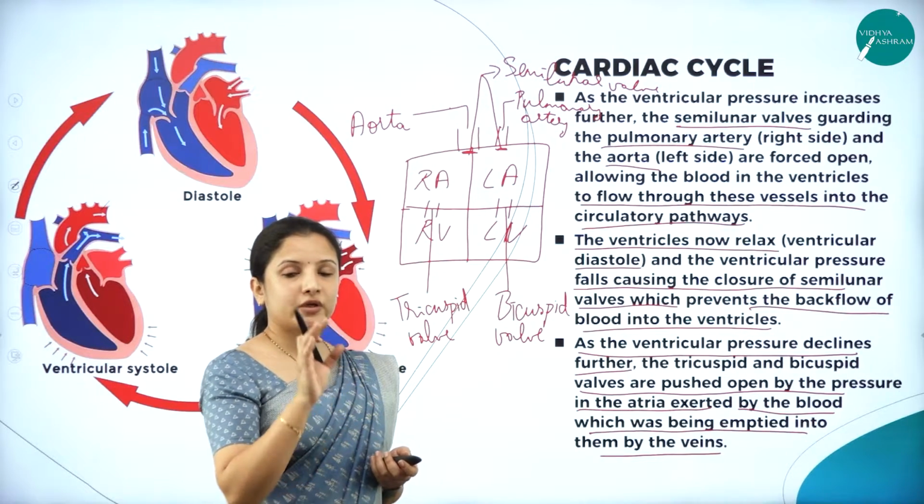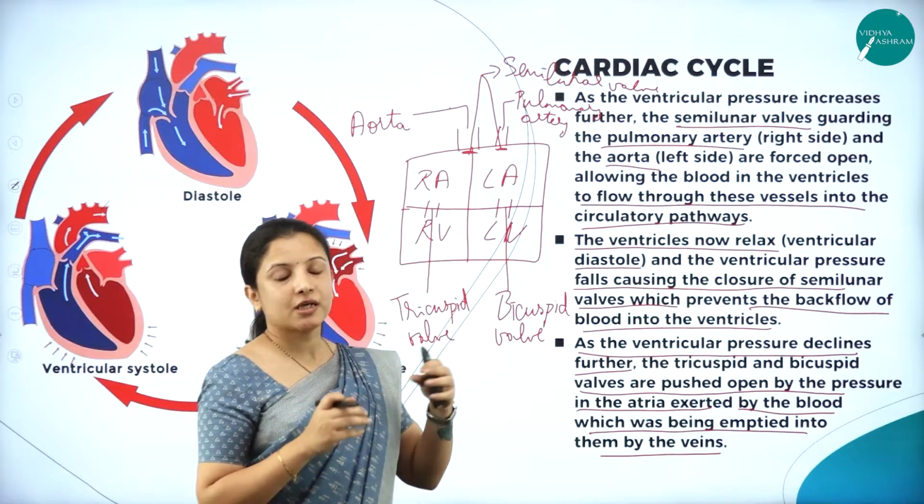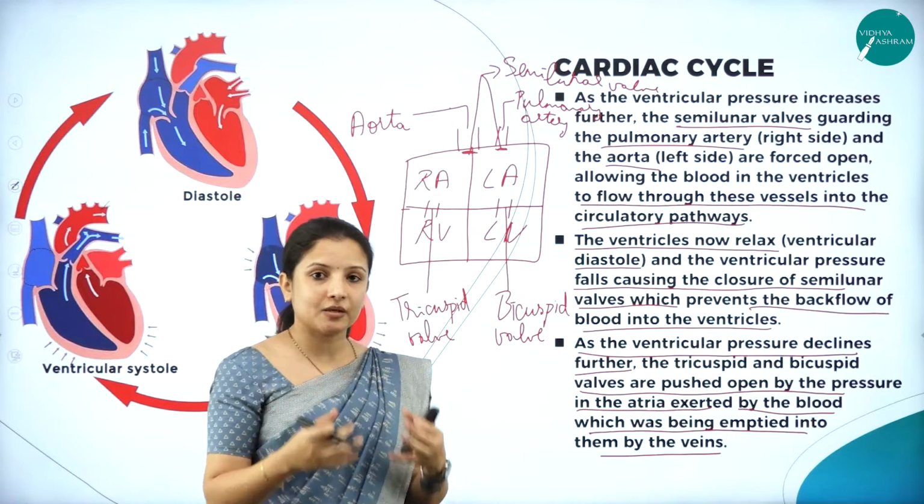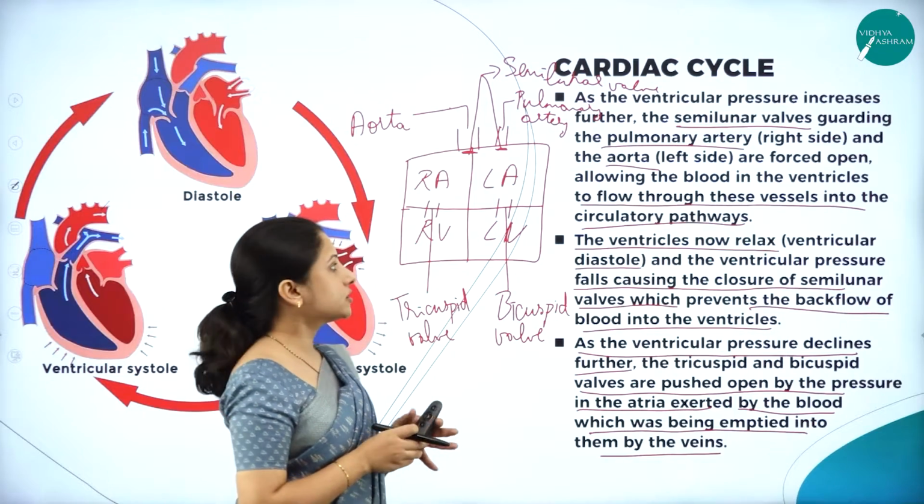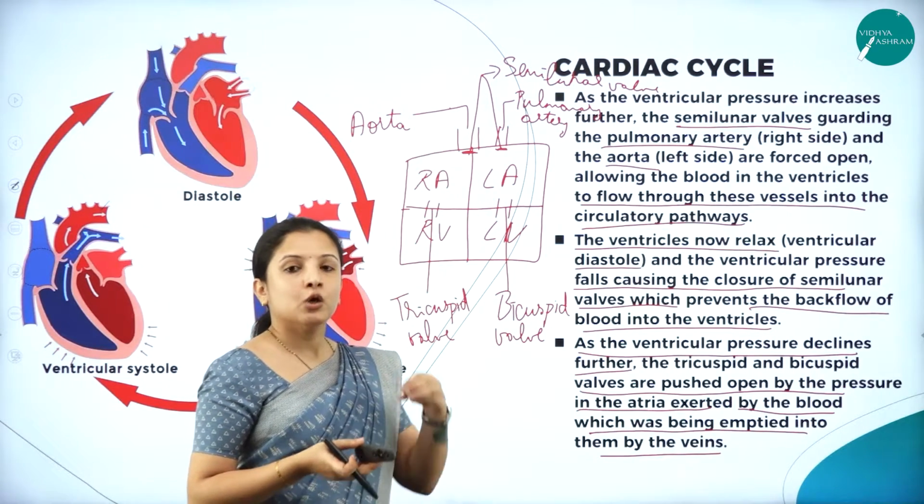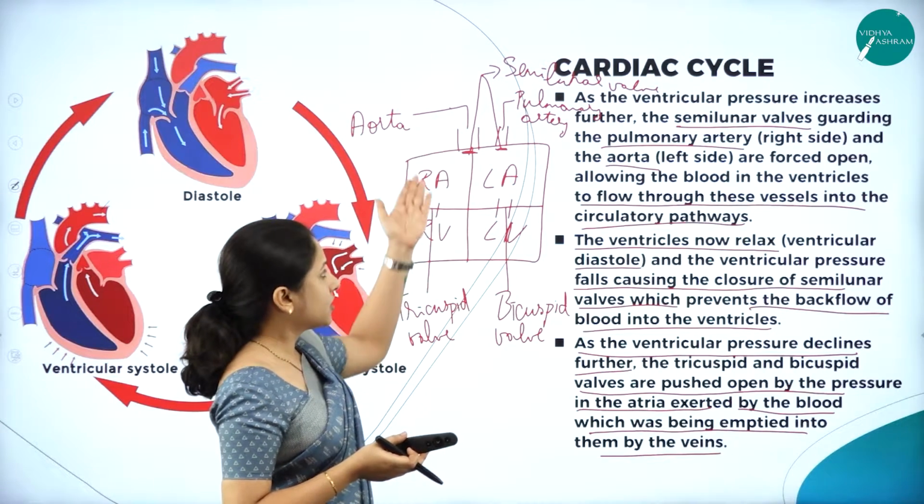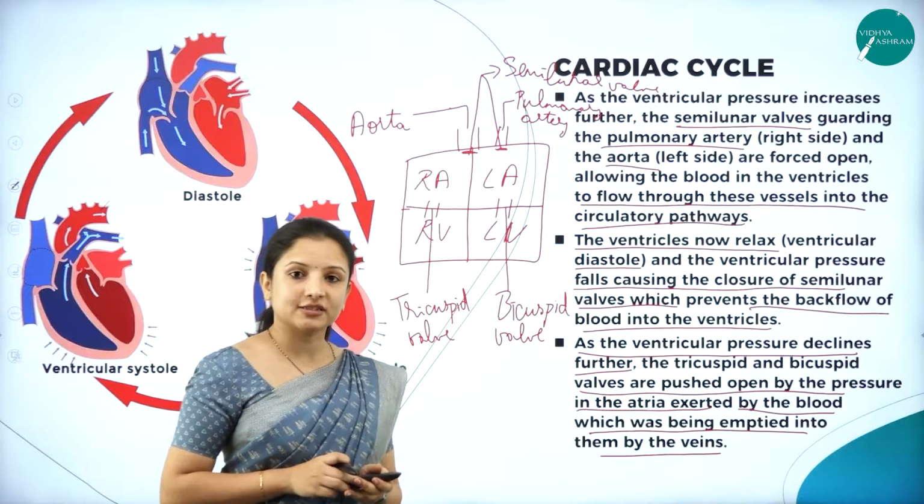Now we reached a point where the atria, the right atrium and the left atrium, contracted, creating a pressure. That pressure caused the tricuspid valve and the bicuspid valve to open. When the tricuspid and the bicuspid valves opened, the blood started to flow into the respective veins.